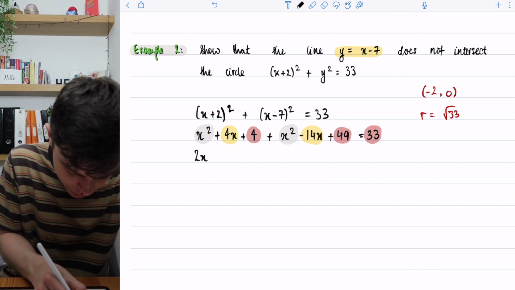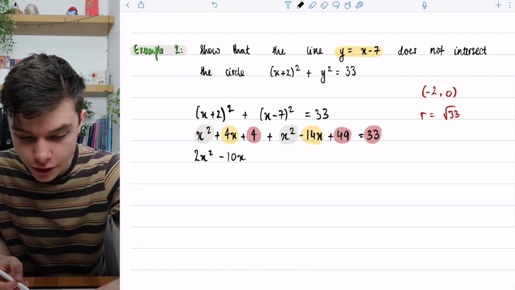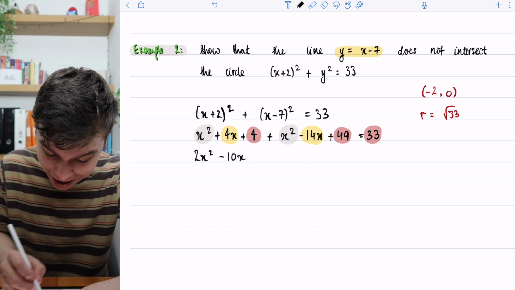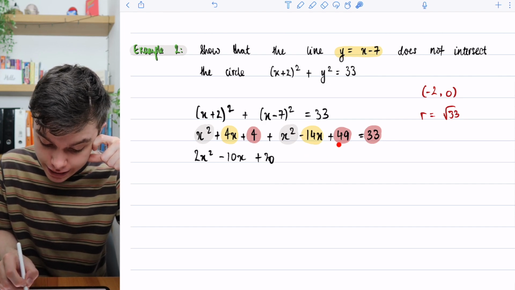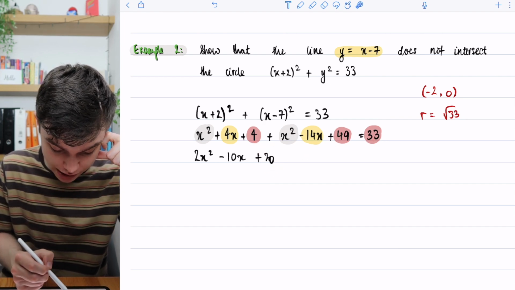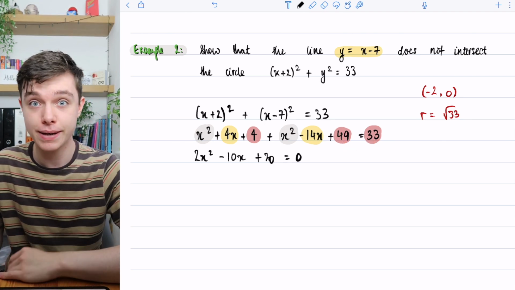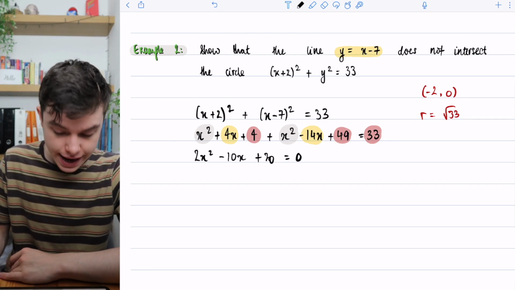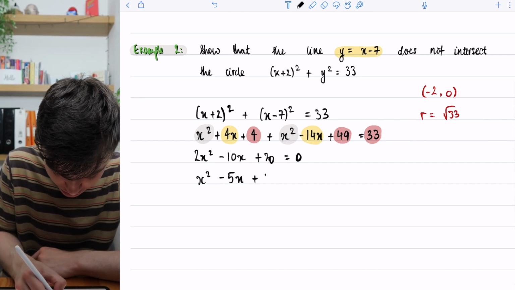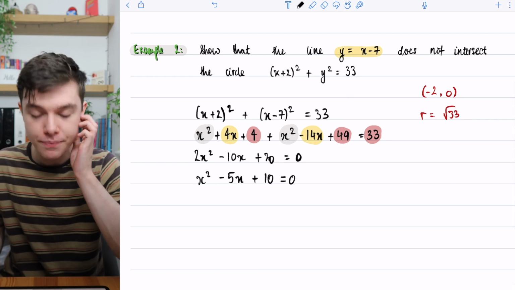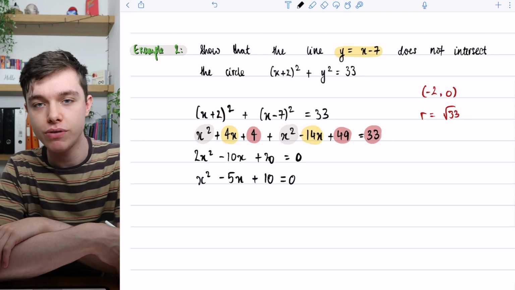So I've got 2x squared, minus 10x, and then my constants are going to add to give me 20. I've got 4 plus 49, and then take off 33 gives me 20. We take off 33 so the right-hand side is equal to 0. Then I'm going to divide by 2 to give me x squared minus 5x plus 10 is equal to 0. And then we can think, are there going to be any solutions to this quadratic?